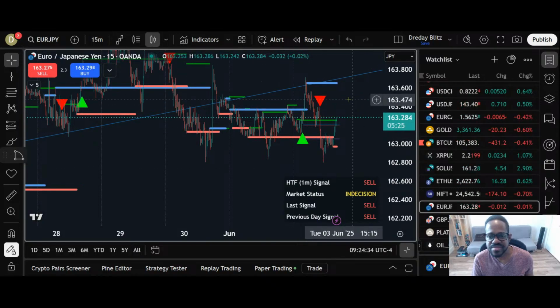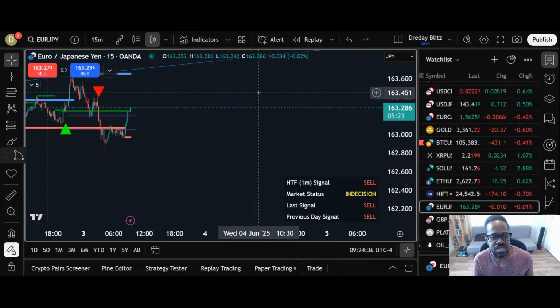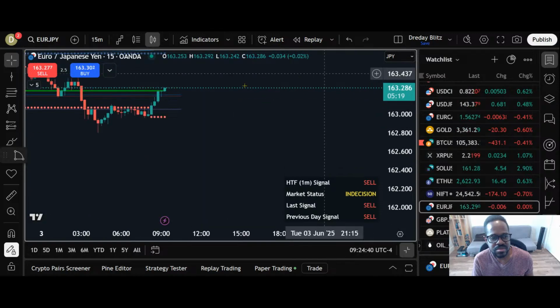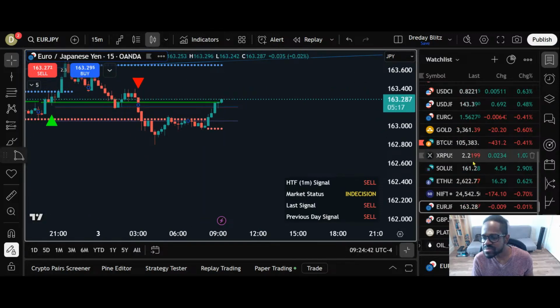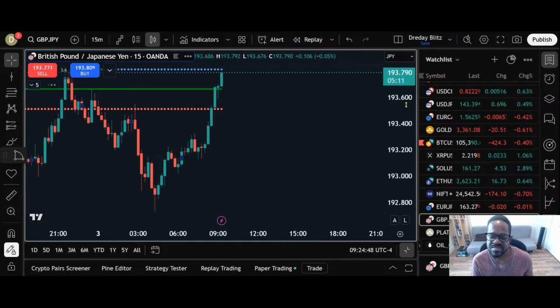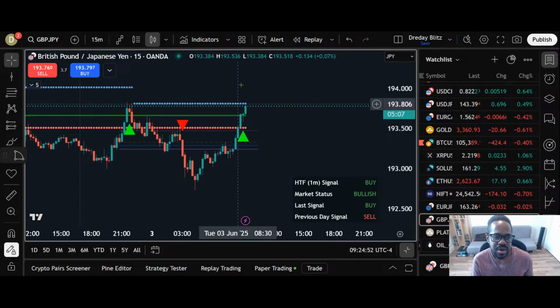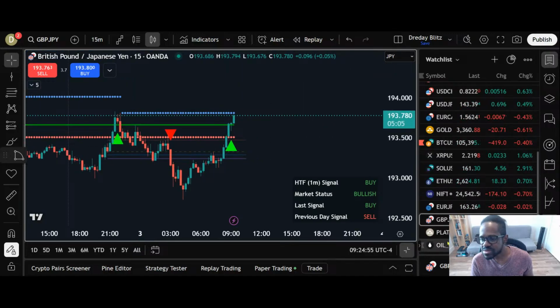So we start to retrace and start to go down. And let's look at GJ. GJ is flying right now, so we did have a buy recently. So it's going up.